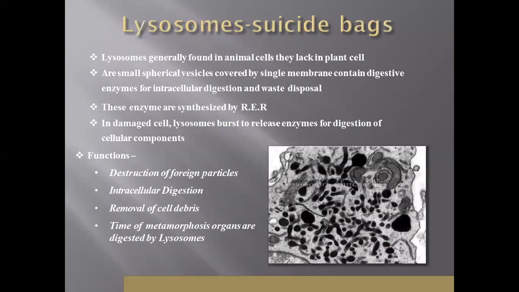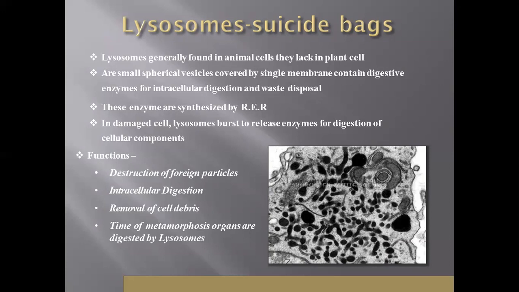Next comes the lysosomes. Lysosomes are generally found in animal cells. They are not present in plant cells. They are small spherical vesicles covered by a single membrane and contain digestive enzymes, right?